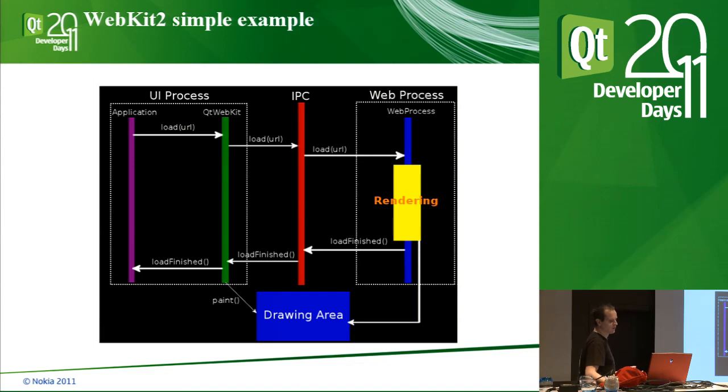And then when it's done rendering, the UI process knows that it can read from the drawing area, and then it will start painting it, right? And in that case, Qt is going to do the painting for you, right? So Qt Painter and so on.